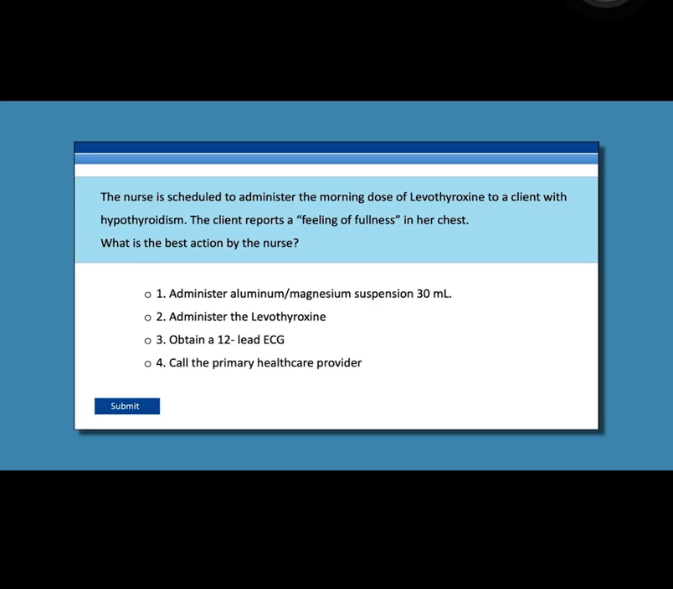Number 2, administer the levothyroxine. I don't think so. This will make the problem worse. This is only going to increase the heart rate and blood pressure more. Please don't increase the workload on my heart if I'm having an MI.